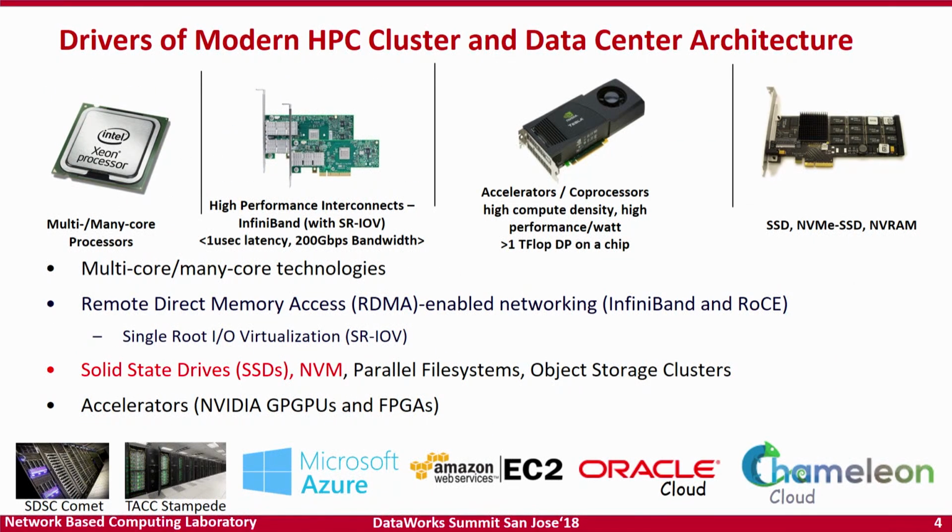Before we go into that, let's look back at the drivers of modern HPC and data center architectures. In typical data centers and modern HPC clusters, you usually have multi-core and many-core technologies. You have modern networking technologies such as InfiniBand. InfiniBand and RoCE networks provide RDMA technology, which is remote direct memory access. This allows one node to directly access the memory of another physical node, bypassing the entire OS stack. So this allows for very low latency networking.